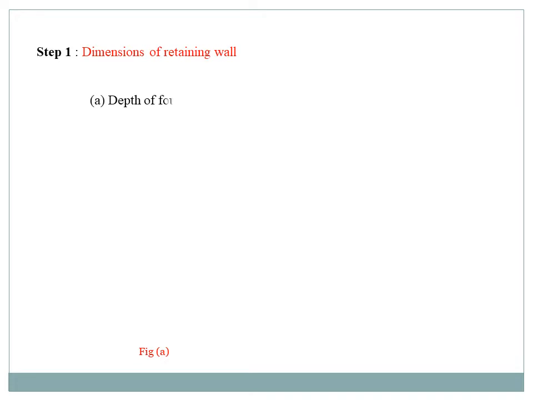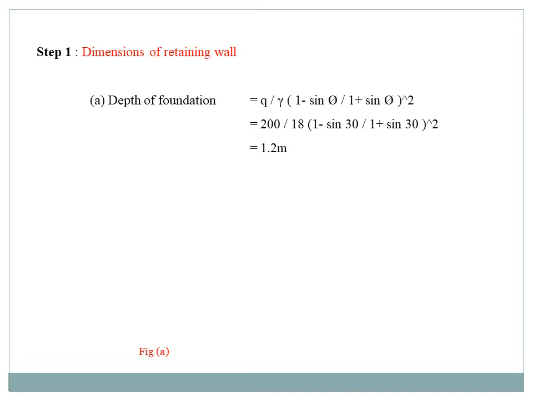Step number 1, dimensions of retaining wall. First we find out the depth of the foundation, which is equal to q divided by gamma into (1 minus sin phi divided by 1 plus sin phi) the whole square. This is the depth of foundation formula. We know that q is equal to 200, gamma is equal to 18, and phi value is 30 degrees. Apply the values, you get the depth of foundation equal to 1.2 meter.